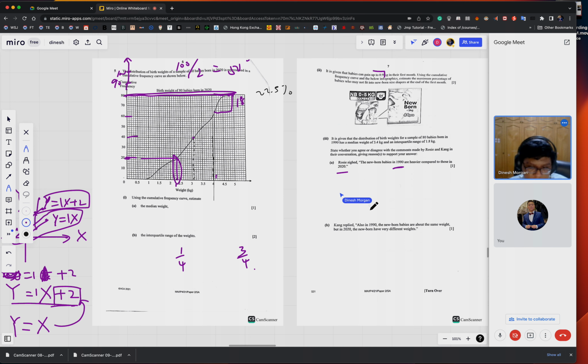About the same way, you need to talk about the interquartile range. The less, the better, right? The less means they are more or less the same weight. 4 minus 2.3.